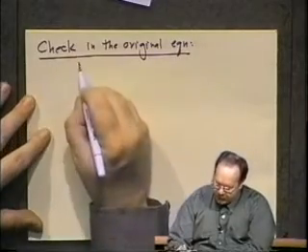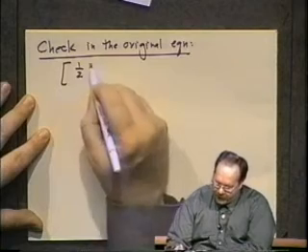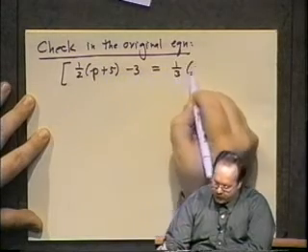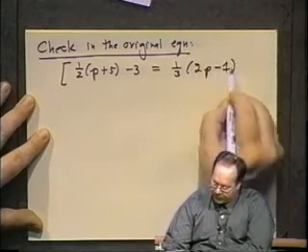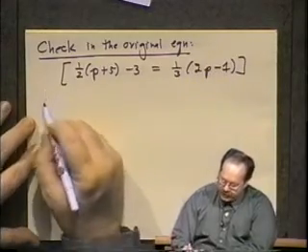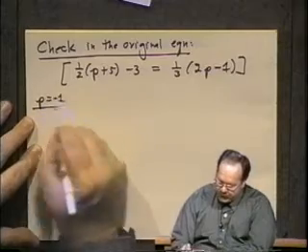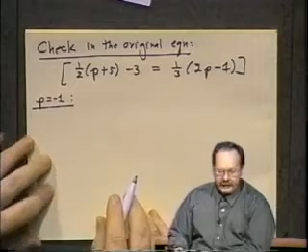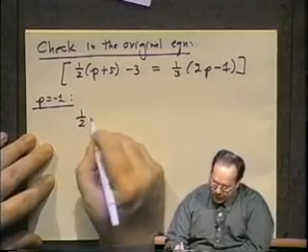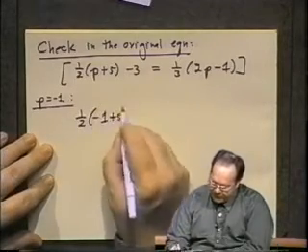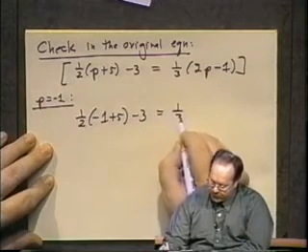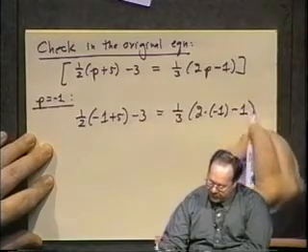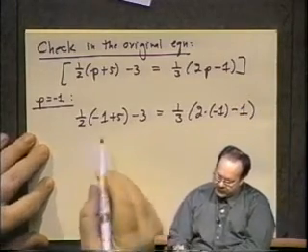That means you take your number, you substitute it in. The original equation, let me rewrite it, was 1 half p plus 5 minus 3 equals 1 third times 2p minus 1. If your solution, p equals minus 1, is really correct, it should fit into that equation and give you equality. Let's see if it does. 1 half minus 1 plus 5 minus 3 equals 1 third, 2 times minus 1 minus 1. And let's go ahead and simplify this.